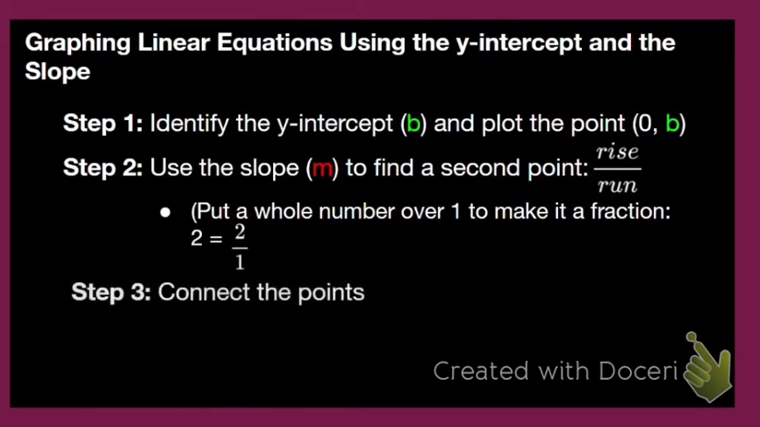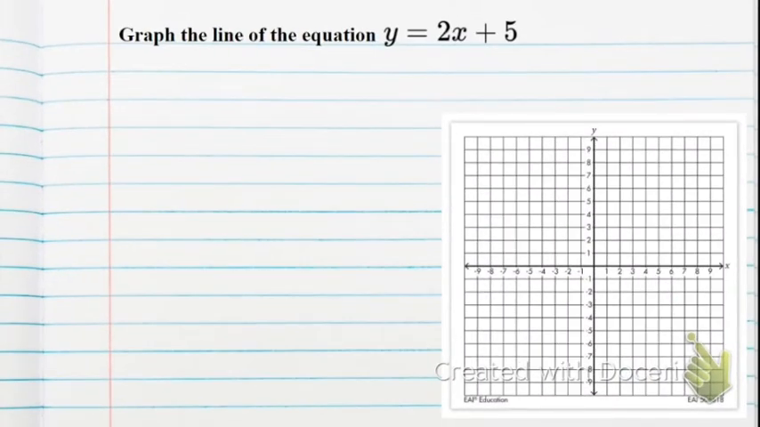So in step 3, we're going to connect those points, and then that will be our line. All right. So now let's look at our first example. We're going to graph the line of the equation y equals 2x plus 5. Now, in order for us to graph this line, we need 2 things. The first thing we need to do is find what our y-intercept is, which is our b. Now the y-intercept in this equation is a positive 5.